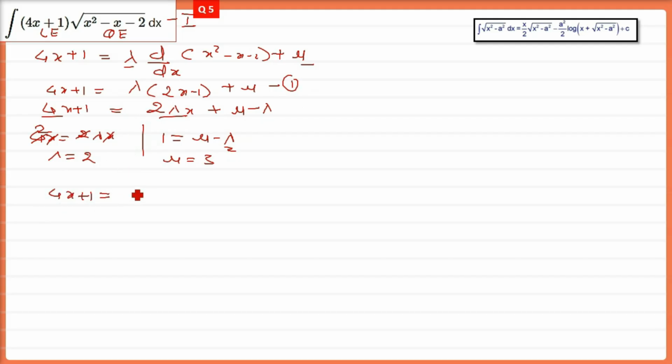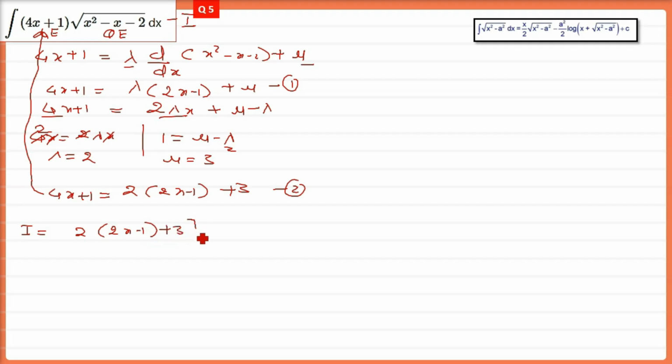Now in this equation number 1, we have to replace lambda and mu by 2 and 3 respectively. When we do this, we get the 4x plus 1 ready to be replaced in the original equation I. So I'm replacing lambda as 2 and mu as 3, which we just computed, and this equation number 2 can be a part of the original equation, and this will make our integration easier. So the integral will be 2 into 2x minus 1 plus 3. It is essentially 4x plus 1 only. Then we have under root of x square minus x minus 2, dx.